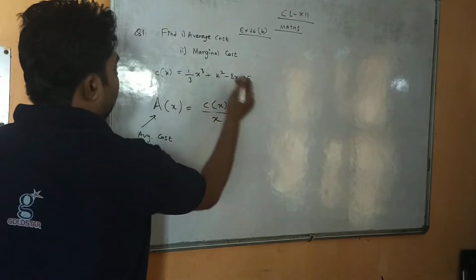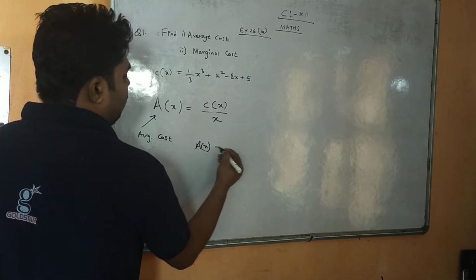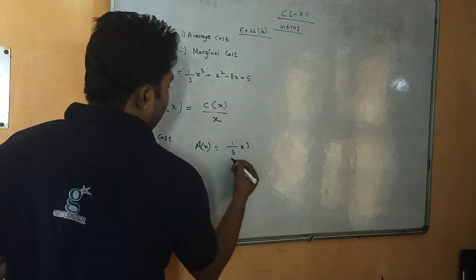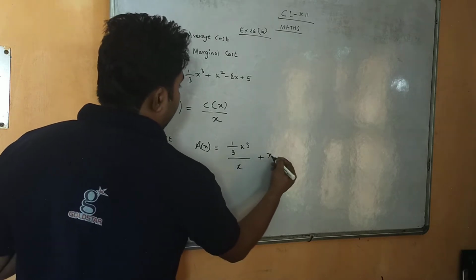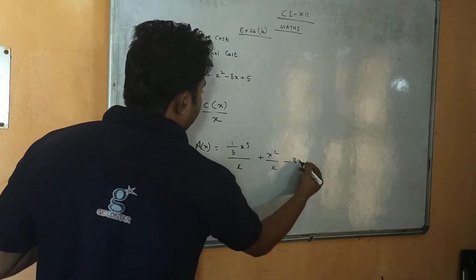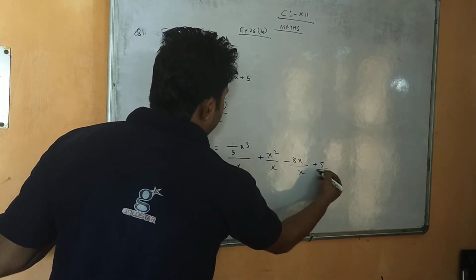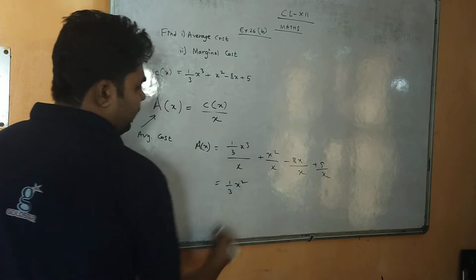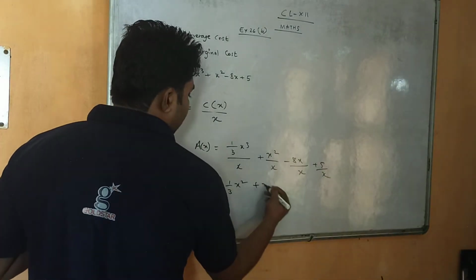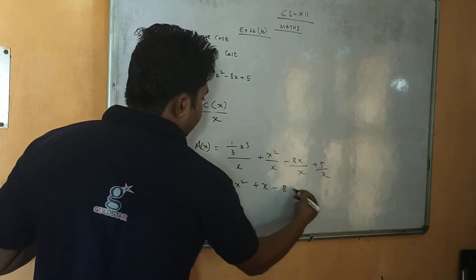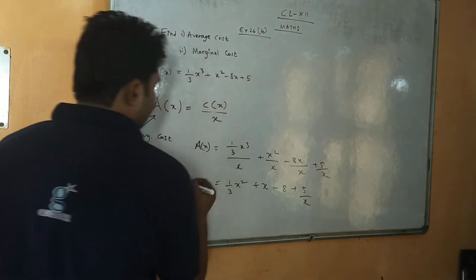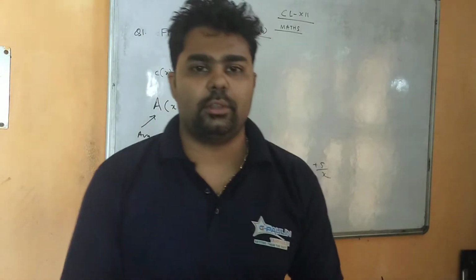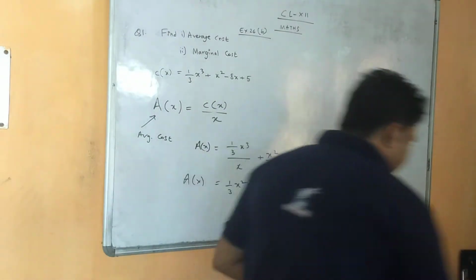So the average cost for this question, AC, is 1 by 3 x cube, divided by x, so x square by x minus 8x by x plus 5 by x, right? So x and x get cancelled, then we get x square, right? Then x and x got cancelled, we will get x, we will get 8 and we will get 5 by x. So this is our average cost. It's very simple, just divide each and every term of the given cost function by x.